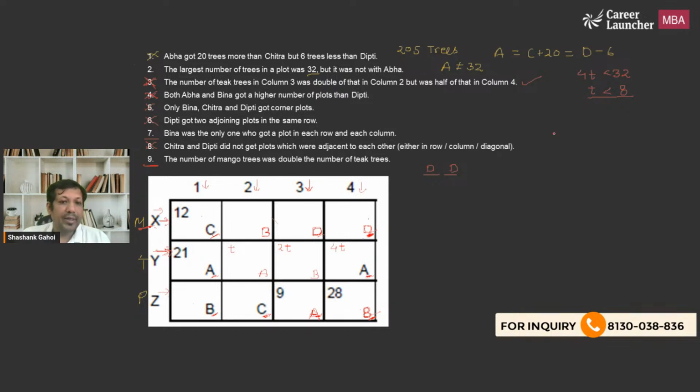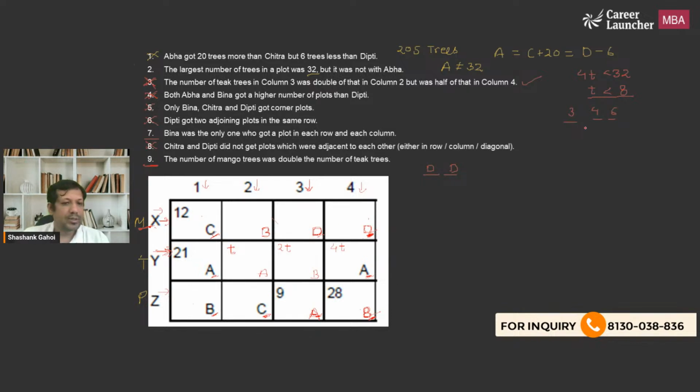And so basically, in Y2, there are T trees. Okay. And T is less than 8. So how many values that are either multiple of 3 or 4 that are less than 8? So I got 3 values. So 3, 4, and 6.